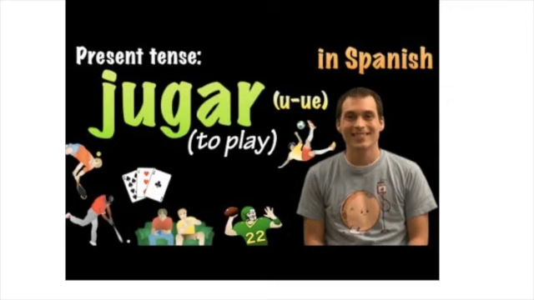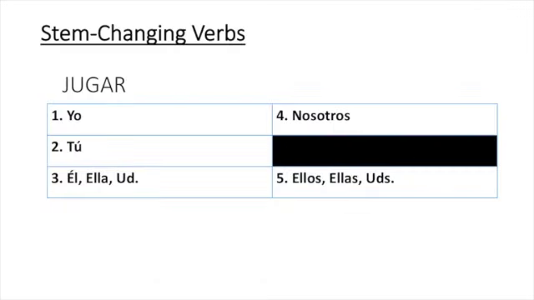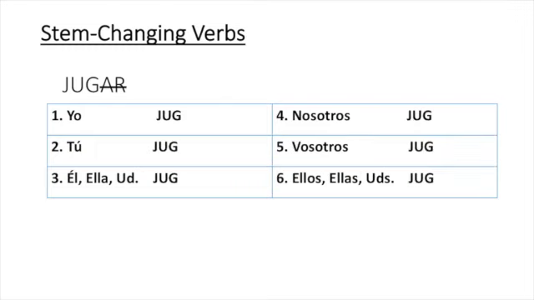Our final stem change in Spanish is a U to UE stem change. There's actually only one verb in the entire Spanish language that has this stem change from U to UE, and that is the verb jugar, which means to play, specifically to play a sport. So as we look at jugar, just like all of our other verbs, we're going to take off our AR, carry down the jug part, J-U-G, throw on our AR endings, o, as, a, amos, áis, an.